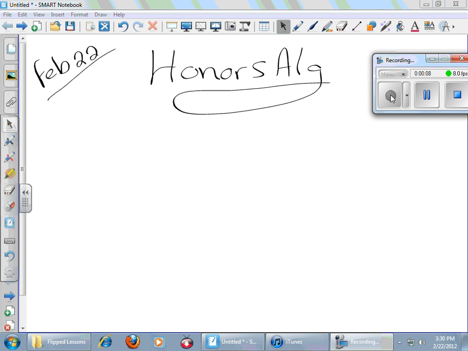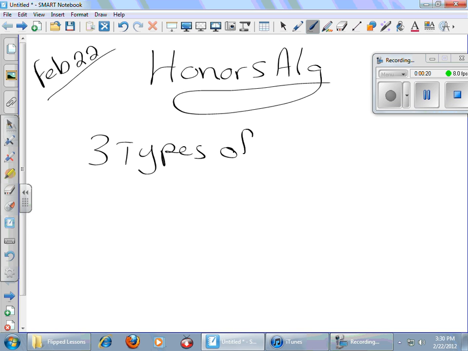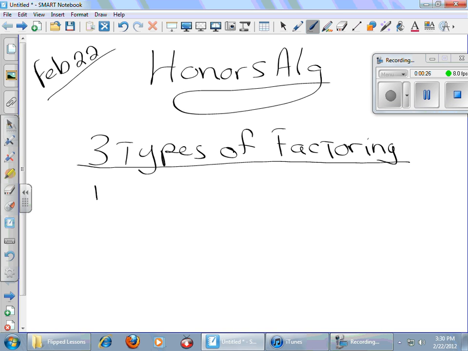And we're going to be continuing to look at factoring special types of polynomials. Remember, we know three types of factoring right now. Remember, the first type is to factor by the GCF. And you always should try to do that first, always.